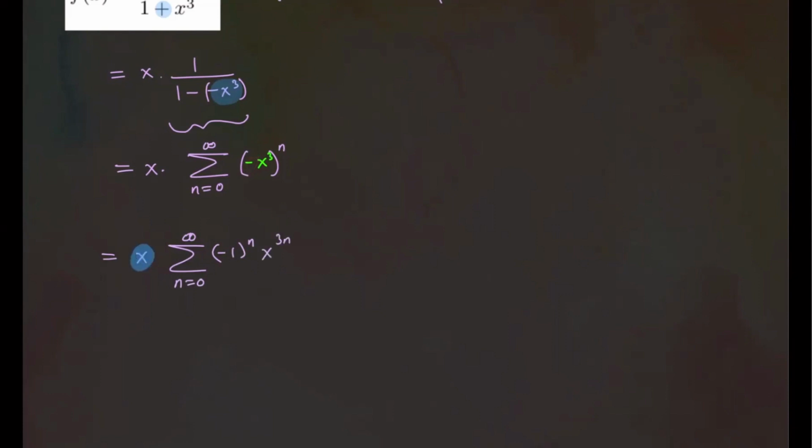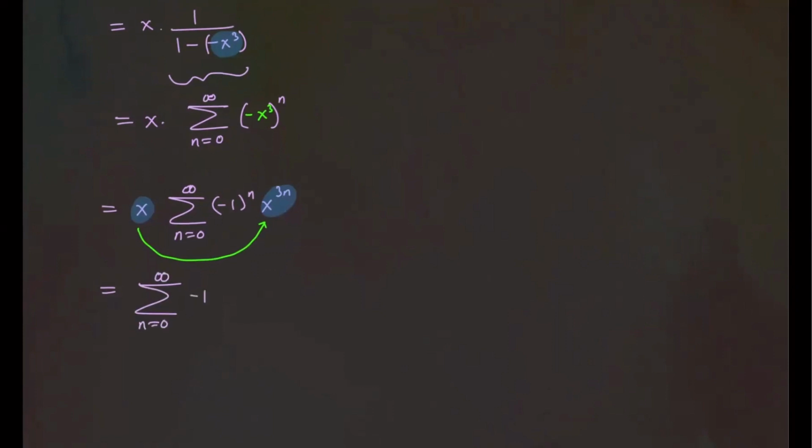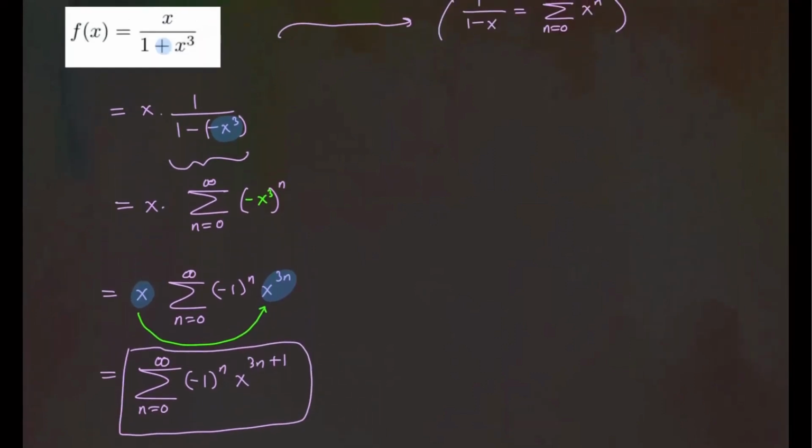Now here we can combine this and that. So I can pull the x inside the summation and combine them by using the laws of exponents. So our simplified answer, or a nicer form, is the sum starting from 0 to infinity, negative 1 to the n, times x to the power of 3n plus 1, as you pull one factor of x inside. And that will be it. That is our power series representation of this function.